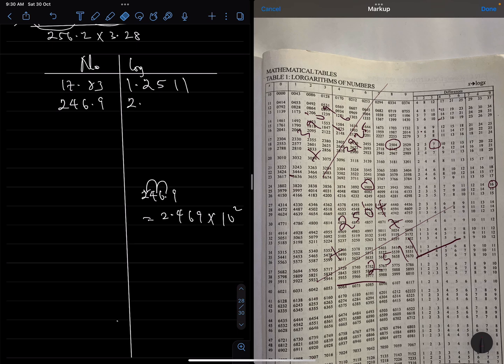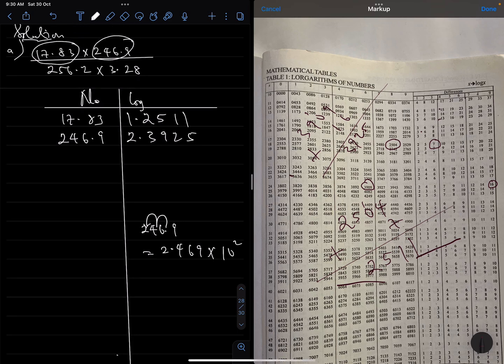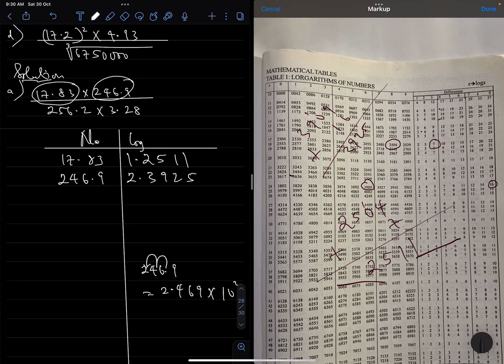So when you read the logarithm of a number under whatever it is, you write it down, you write the difference and you add. After many practices, you get used to how to do it. So that's 3925. Now, I found the logarithm of this one and that of the second one. I now want to multiply. That means 17.83 times what?